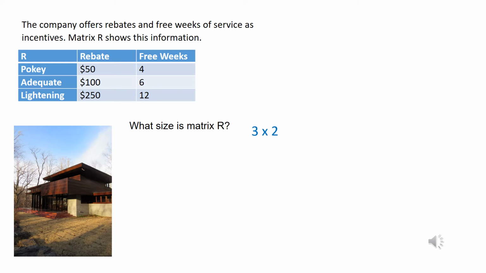Now suppose the company offers rebates and free weeks of service as incentives. Matrix R shows this information. For pokey service, you get a rebate of $50 and 4 free weeks. If you choose adequate service, because it's going to cost a little bit more, you get a rebate of $100 and 6 free weeks. If you choose lightning service, you'll get a rebate of $250 and 12 free weeks. What is the size of this matrix? Well, we have 3 rows and 2 columns, so it is a 3 by 2 matrix.